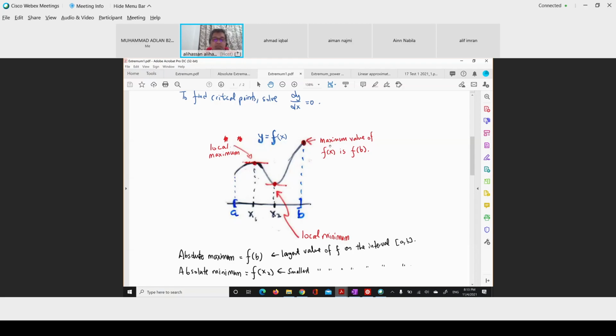Now the maximum value here occurs at the end point of the interval. It doesn't necessarily mean the maximum value is the local maximum. The absolute minimum is at the local minimum. Sometimes the absolute maximum may occur at the end point of the interval, and sometimes the absolute minimum also may occur at the end point of the interval.